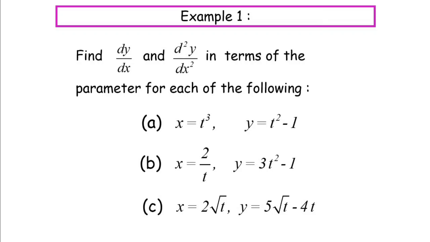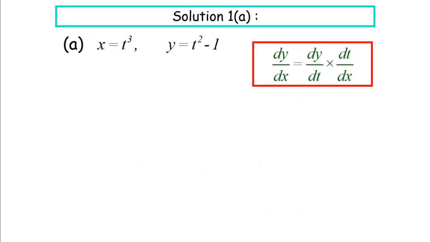Now let's look at example 1. Find dy/dx and d squared y/dx squared in terms of the parameter for each of the following. We have 3 questions here, so let's solve A first. To find dy/dx, we have to find dy/dt and multiply with dt/dx. We can find our dx/dt from here: our dx/dt is 3t squared. And we can find our dy/dt: our dy/dt is 2t.